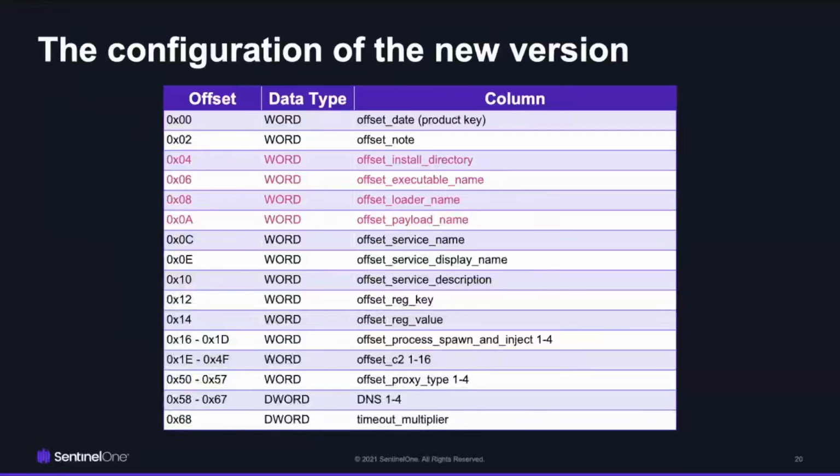The configuration of this new version looks pretty similar to the previous one, except that it includes more details of the infection chain. As shown here, there are columns for the installation directory, the legitimate executable name, the loader name, and the payload name.